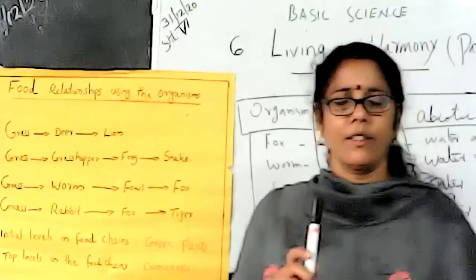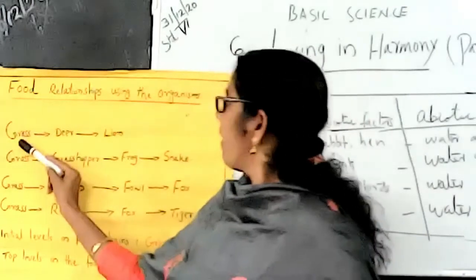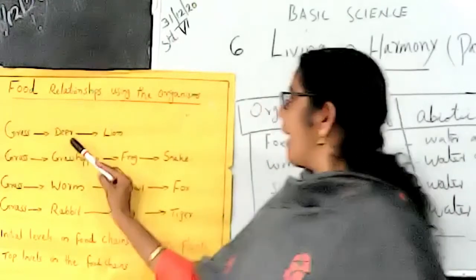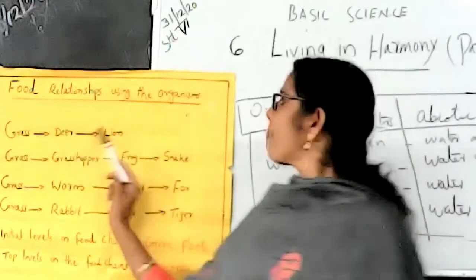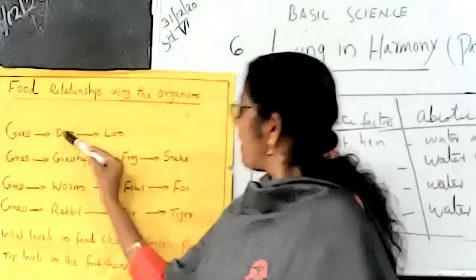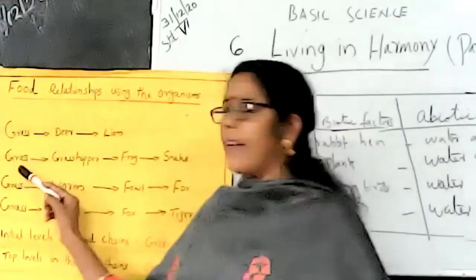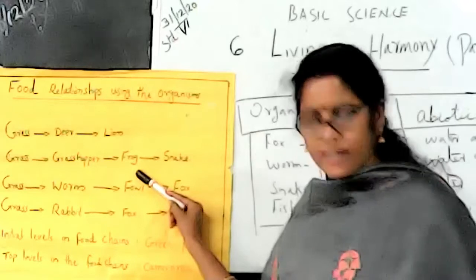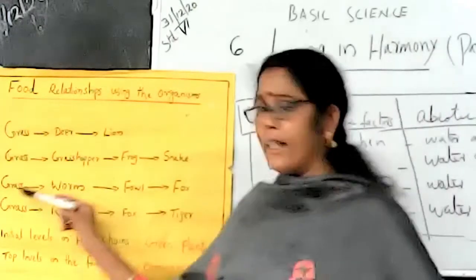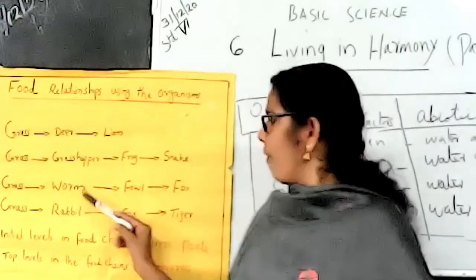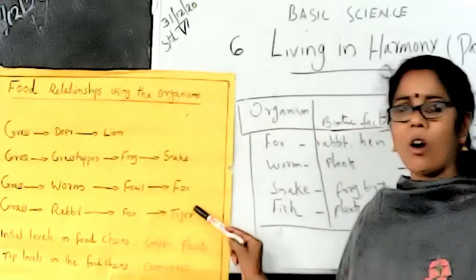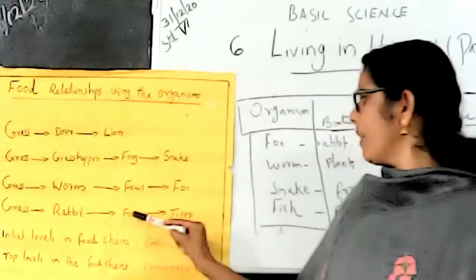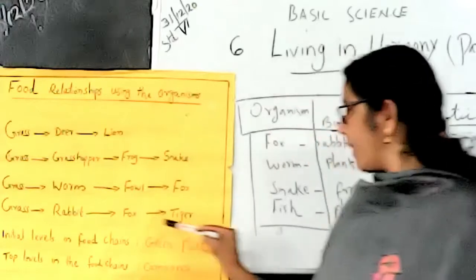Here, grass. Grass is the first level in a food chain. Grass is eaten by deer. Deer is eaten by lion. Then grass is eaten by grasshopper. Grasshopper is eaten by frog. Frog is eaten by snake. Third one. Grass is eaten by worm. Worm is eaten by fowl. Fowl is eaten by fox. Then the fourth one, grass is eaten by rabbit. Rabbit is eaten by fox. Fox is eaten by tiger.